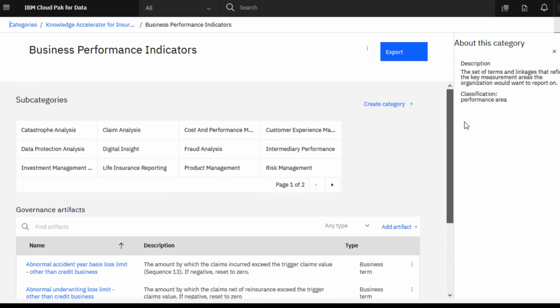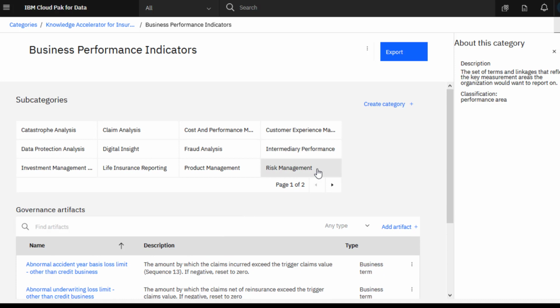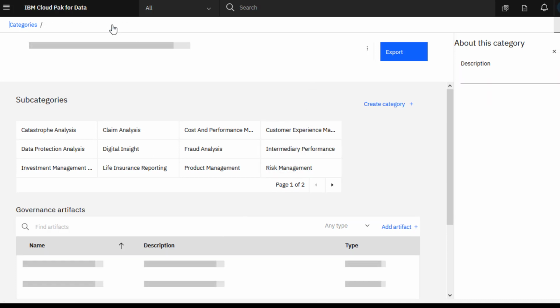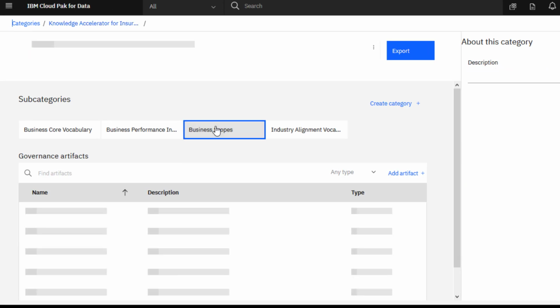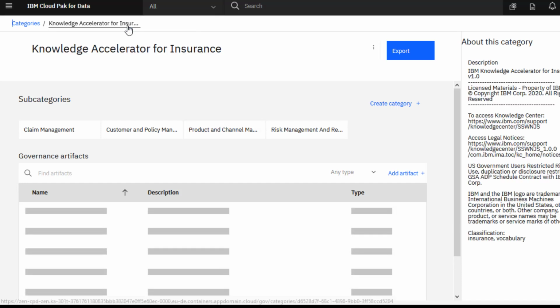Business performance indicators include an extensive set of insurance KPIs, arranged in business-focused performance analysis groups. They include over 5,000 measures grouped within over 350 performance areas that can be used to document and govern reporting and analytical data. The business scopes category includes collections of business terms that address specific use cases at a finer grain than the business core vocabulary categories. There are more than 50 of these business scopes.